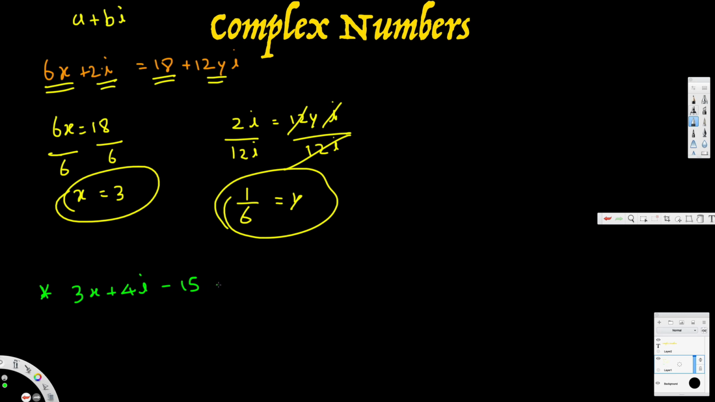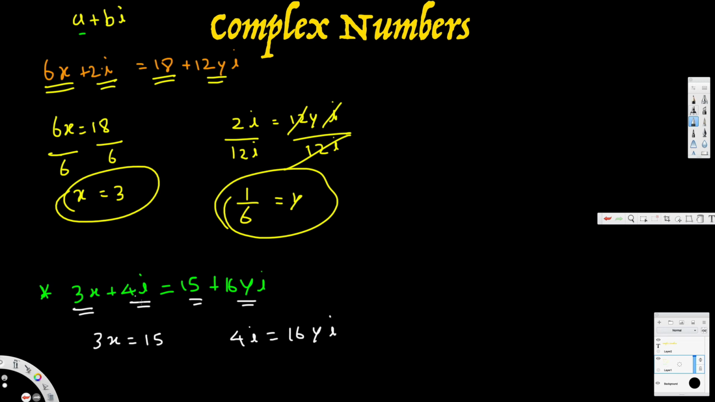Okay, now it's working. 15 plus 16yi, so this is equal to 15 plus 16yi, and as we have seen before, the standard form of complex numbers is a plus bi. a is the real number, bi is the imaginary number. The imaginary number is always attached with an i. So in our case, the real numbers are 3x and 15, and 4i and 16yi are imaginary numbers. Since they are equal, the real parts should be equal: 3x should be equal to 15, and the imaginary parts should be equal: 4i should be equal to 16yi.